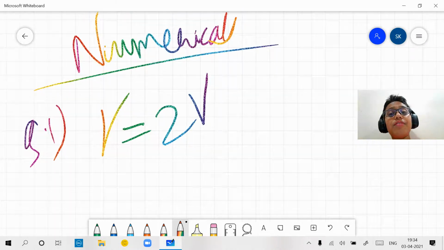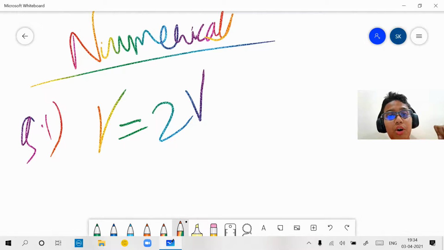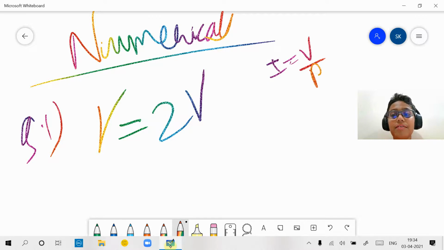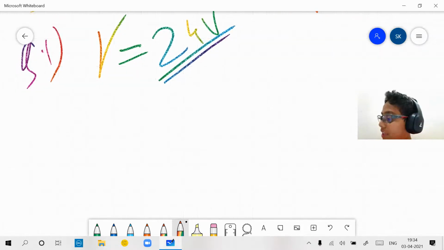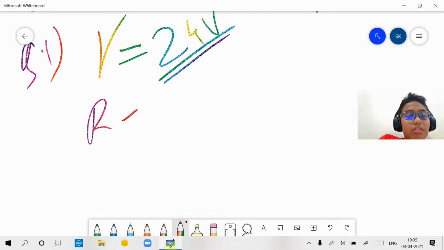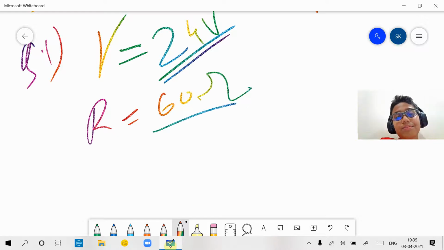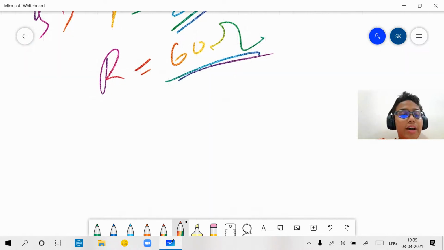Let me tell you first, we are working on this formula. If you watched the previous videos, you would know what we are seeing now. We are working on this formula: I equals V by R. So the voltage is 24 volts. And then the next sentence, a resistor of 60 ohm is connected to it. So resistance is 60 ohms and voltage is 24 volts. So we have to find the electric current.